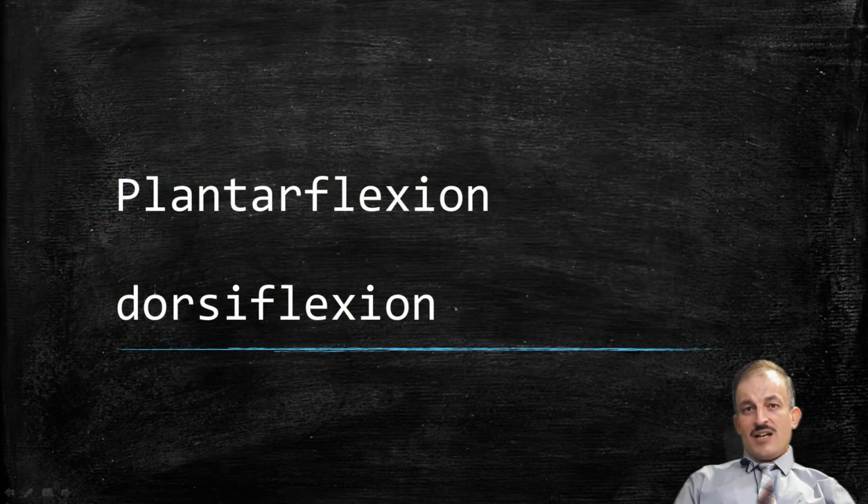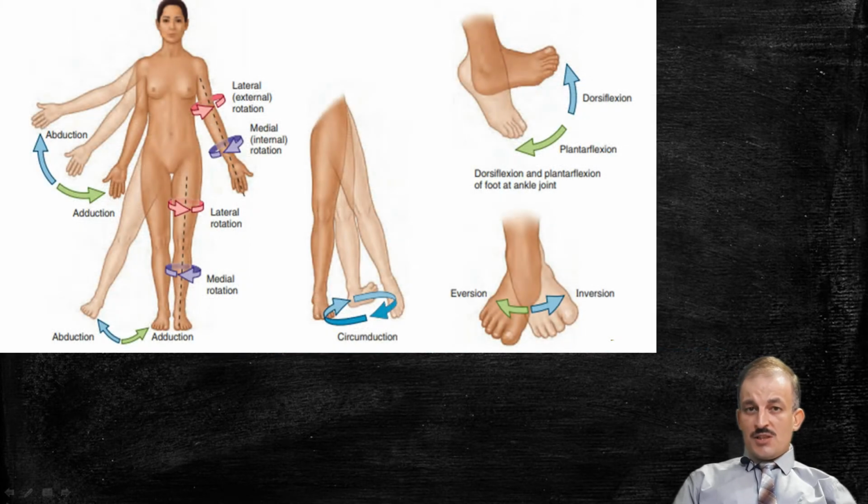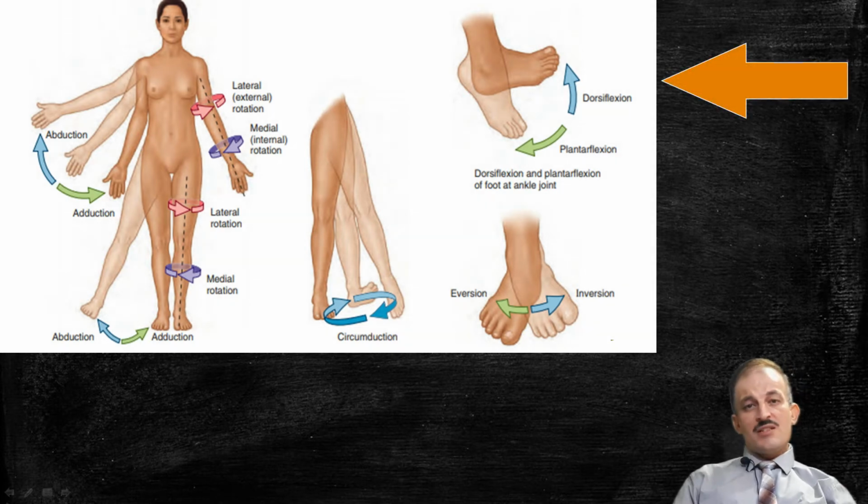Flexion is subdivided into plantar flexion and dorsiflexion. These are unique, to avoid confusion, to the movement of the ankle joint. So there are movements of the ankle joint called plantar flexion and dorsiflexion. Dorsiflexion means movement of the foot towards the face, and plantar flexion towards the ground.